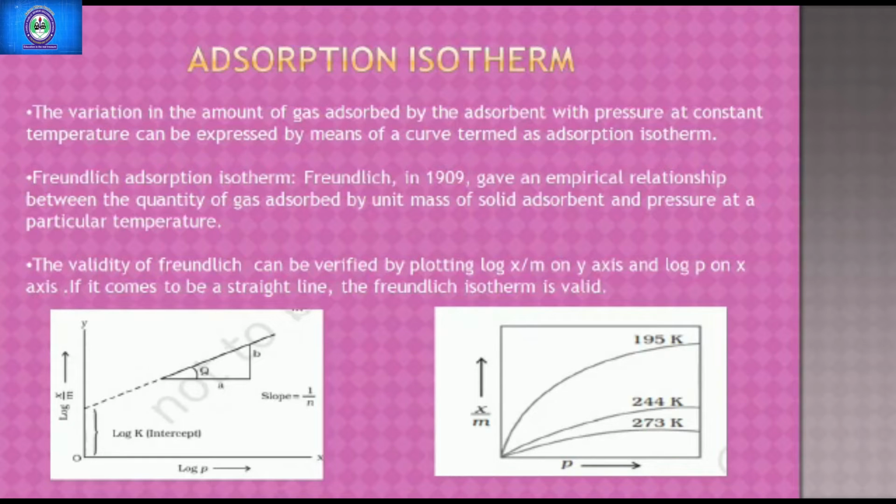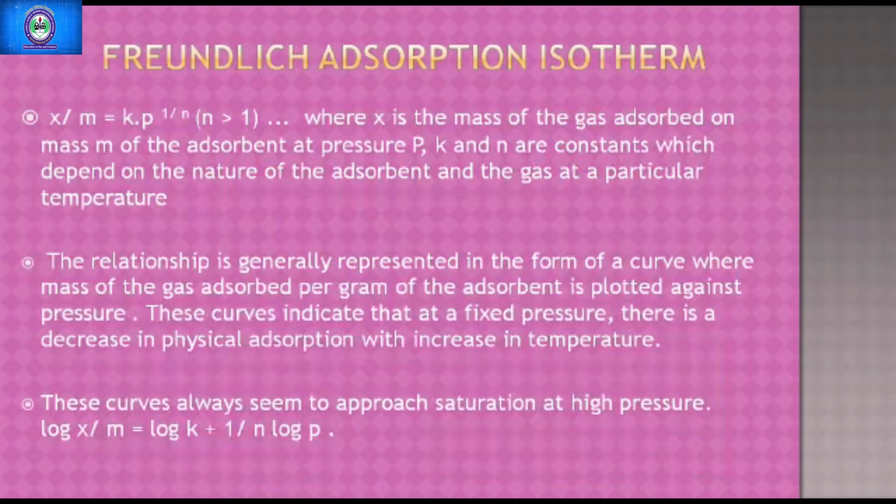When the temperature is high, the increase in adsorption is relatively less. And at low value of P, when the pressure is low, the graph is nearly a straight line and sloping. When the pressure is high, x by m becomes independent of the value of pressure. And in the intermediate range of pressure, the x by m will depend on the pressure to the power between 1 to 0, that is, a fraction.